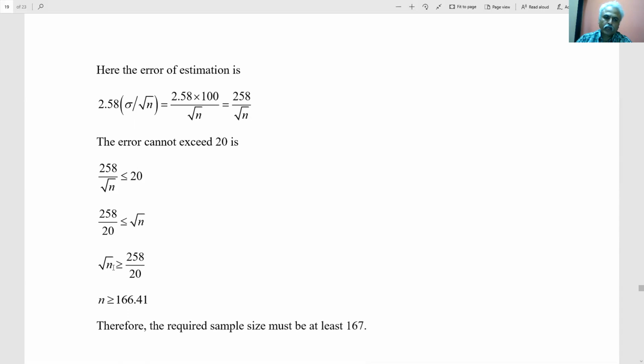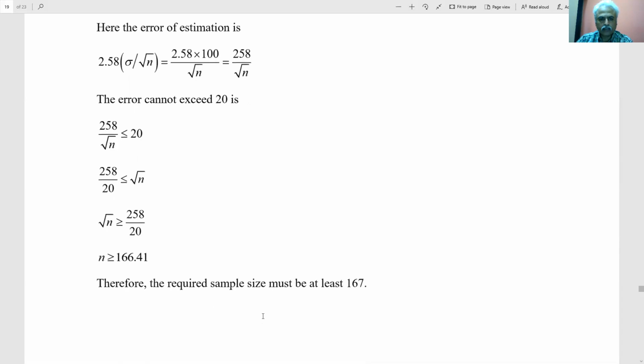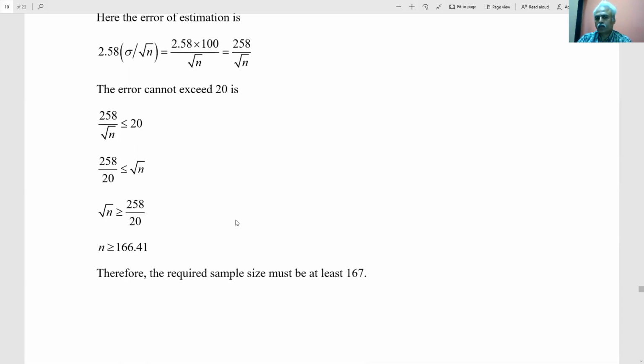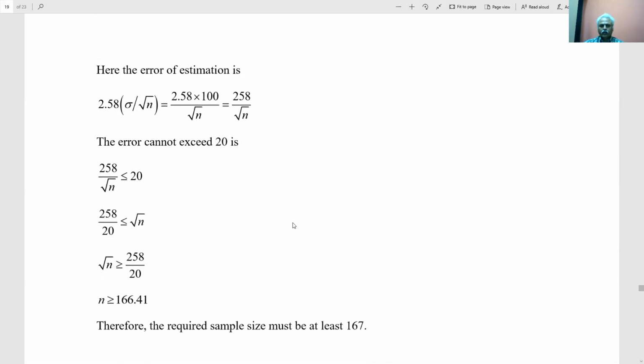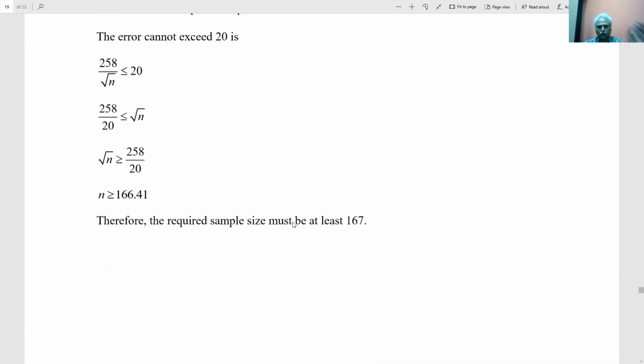Or root n should be 258 by 20, or n should be greater than or equal to 166, or minimum 167. The size should be minimum 167. If the sample size is minimum 167, then we can tell that whatever the error is there, standard deviation error is there, it will never exceed 20.